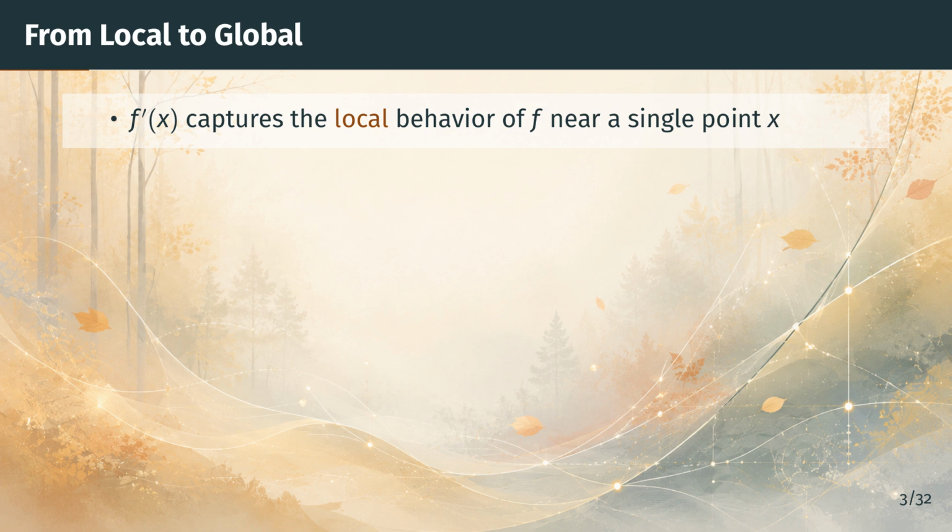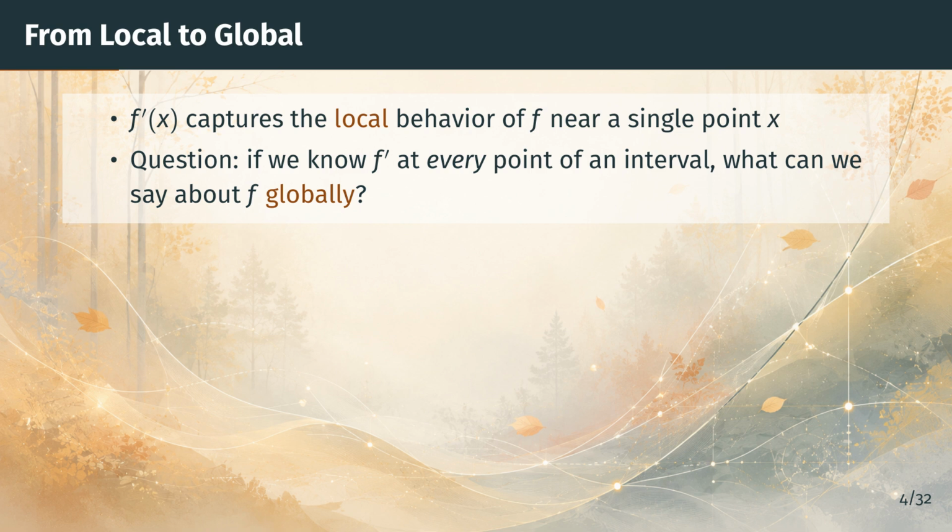Let's set the stage. Everything we did in the previous section was local. The derivative of f at a point x is a limit of difference quotients taken in an arbitrarily small neighborhood of x. So the derivative at one point tells us, by itself, only how the function behaves very close to that point. Here is the natural question.